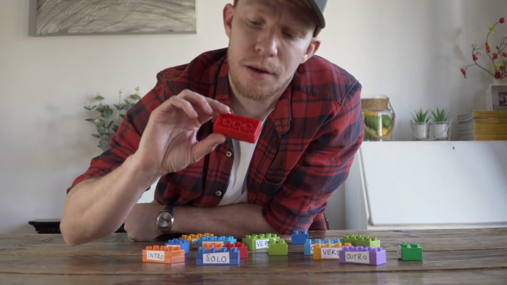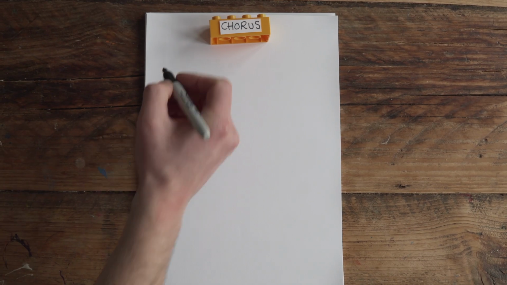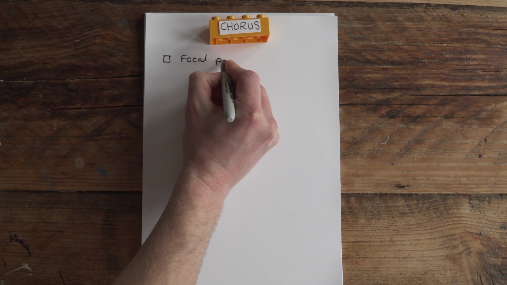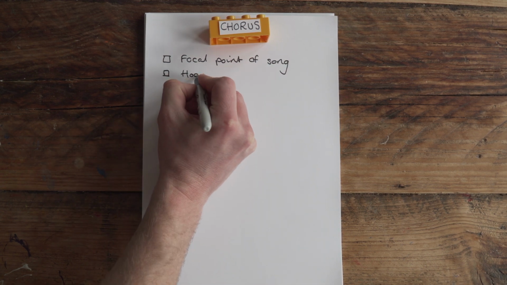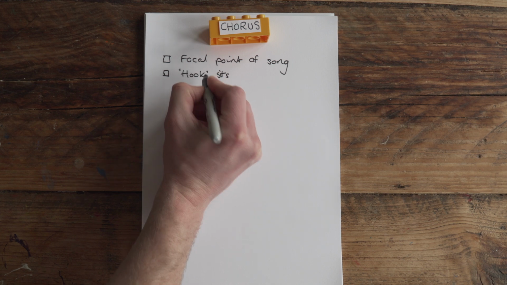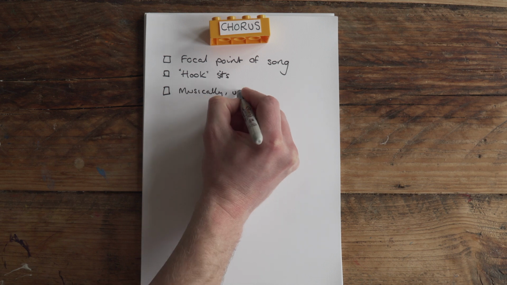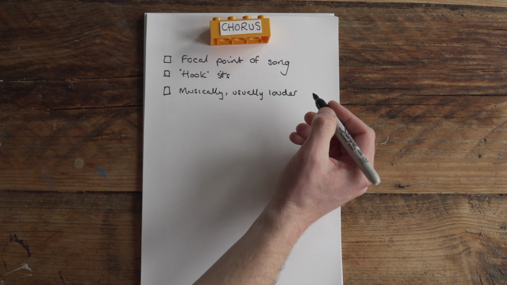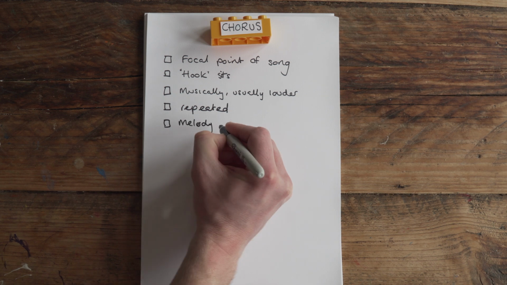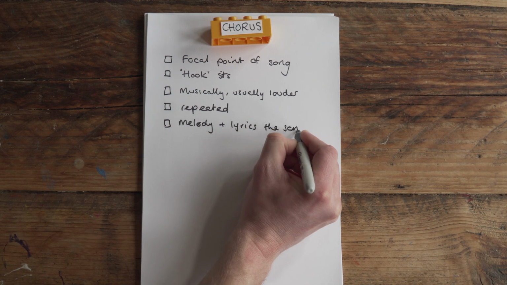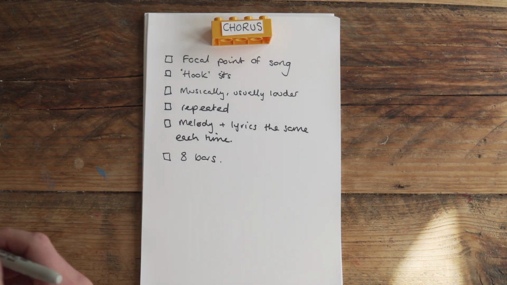Onto the headline act, the chorus. The chorus is the focal point of your song and usually says what your song is about. It's also typically where the hook sits, meaning the line or melody that gets stuck in your head while you're in the shower. Musically, the chorus is usually louder, more energetic and intense. It gets repeated throughout the song. The melody is the same each time, and the lyrics are the same each time. Again, there's no hard number on this, but 8 bars is usually a good shout.